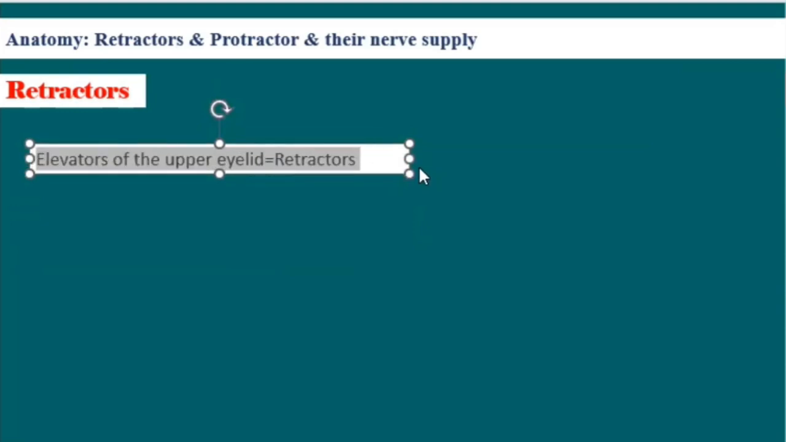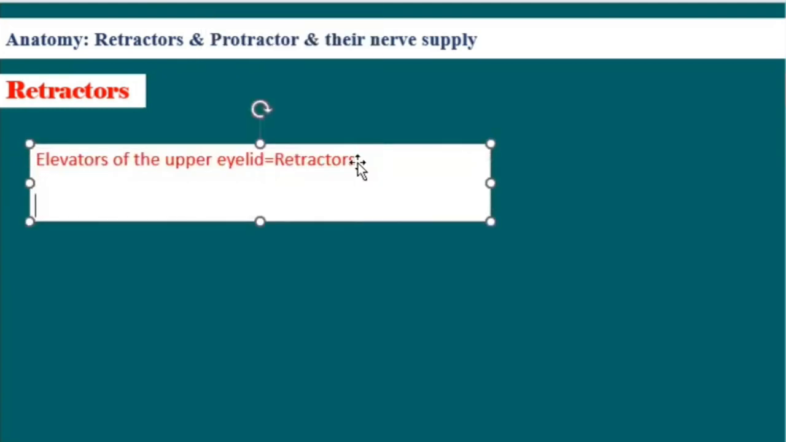So what are the retractors of the upper eyelid? Levator palpebrae superioris and Müller's muscle. So we have the levator palpebrae superioris muscle, and in brackets, this is the main muscle, the principal and most important muscle for elevating the upper eyelid.